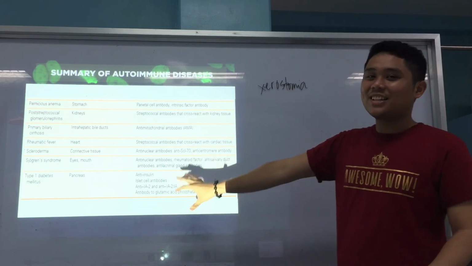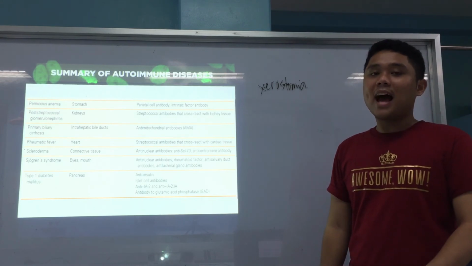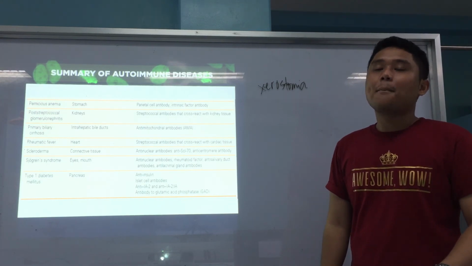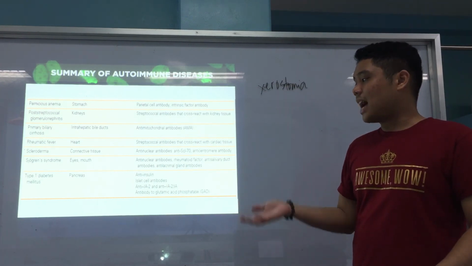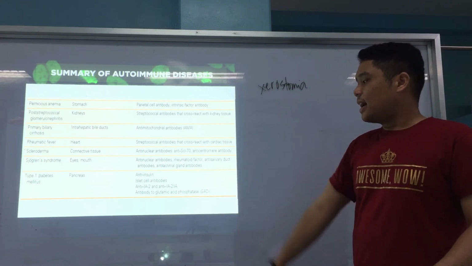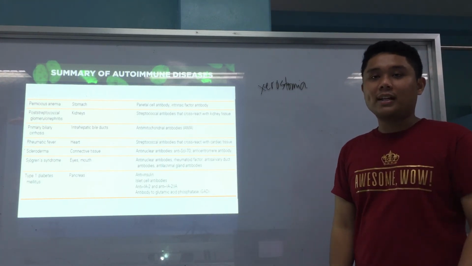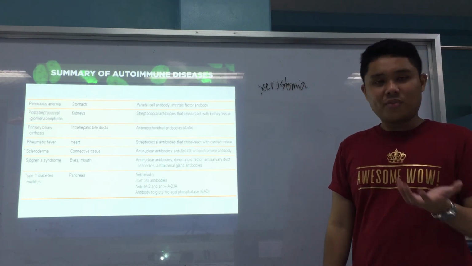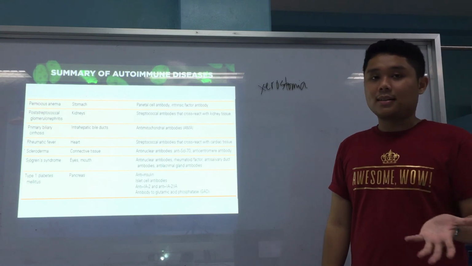And last is your type 1 DM. Of course, attacking the pancreas, the beta cells in the islets of Langerhans in your pancreas. And these are your antibodies: anti-insulin, islet cell antibodies, anti-IA2 and anti-IA2 beta, and anti-glutamic acid decarboxylase (GAD). All of them contribute to the decreased production of insulin and also the absorption of insulin in the cells in a way.